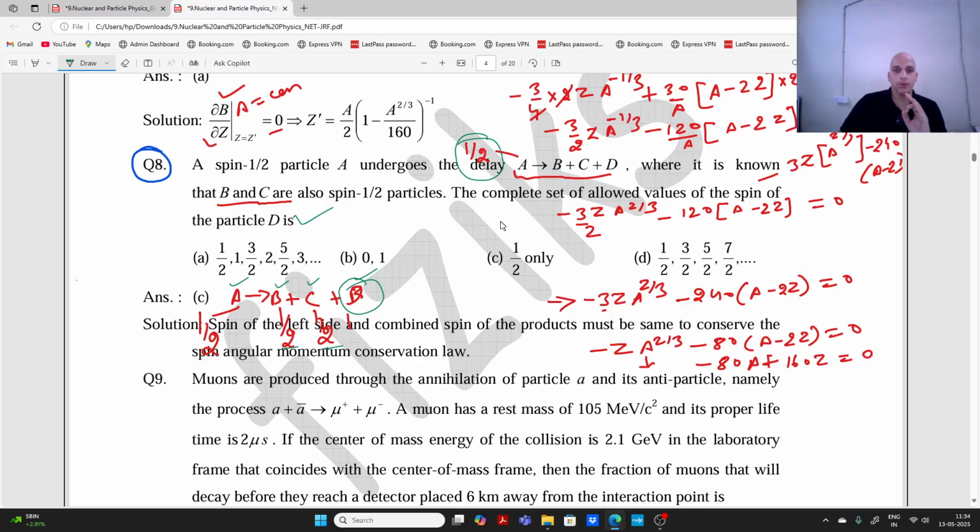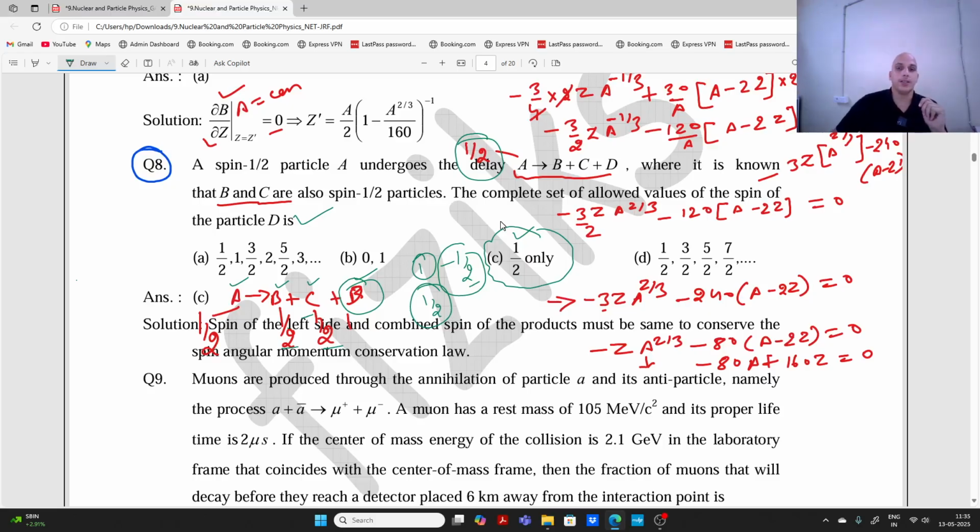And it will be 1/2 only. Either these two spins add up to give spin 1, that is 1/2 plus 1/2, and then minus 1/2, which means the spin of the D particle is 1/2. That is one possibility. The second possibility is that these two spins are anti-parallel, 1/2 minus 1/2 gives 0, and in that case the spin of the D particle is 1/2. So the only possibility given among these options is C, which considers only 1/2. So the spin of the D particle will be 1/2.